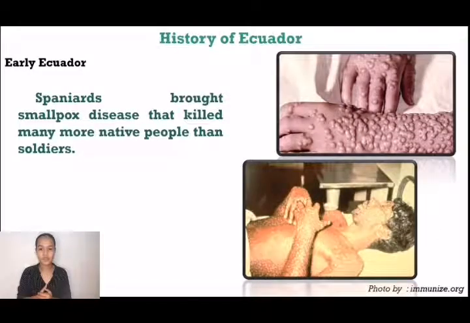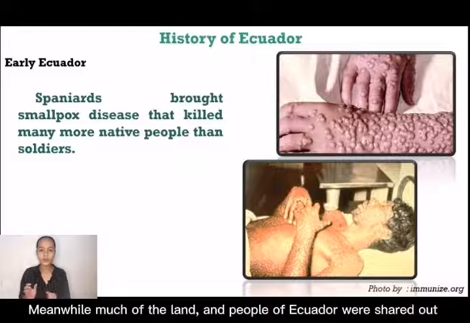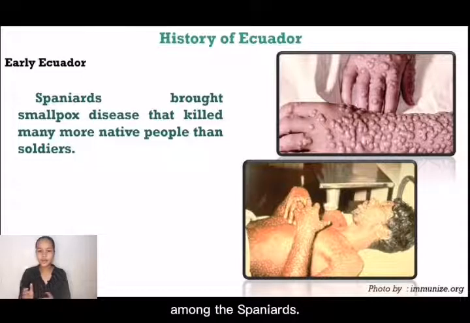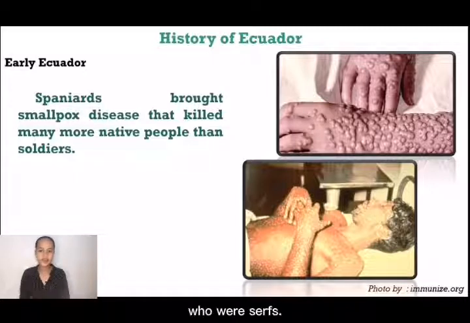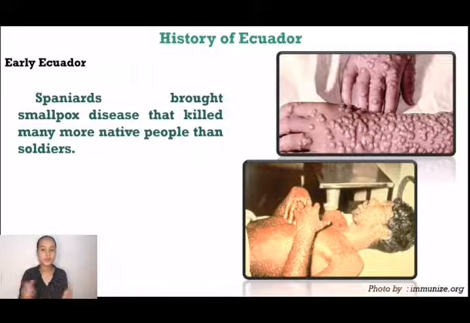However, the diseases brought by the Spaniards, especially smallpox, killed many more of the native people than the soldiers. With no resistance to European diseases, the people of Ecuador were decimated. Meanwhile, much of the land and people of Ecuador were shared out among the Spaniards. They owned large estates which were worked by native people who were serfs. The Spanish also brought slaves from Africa to Ecuador to work on sugar plantations.